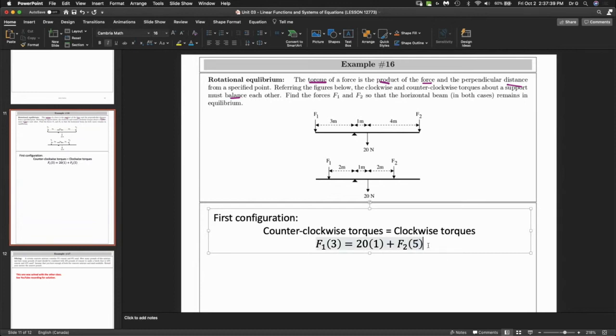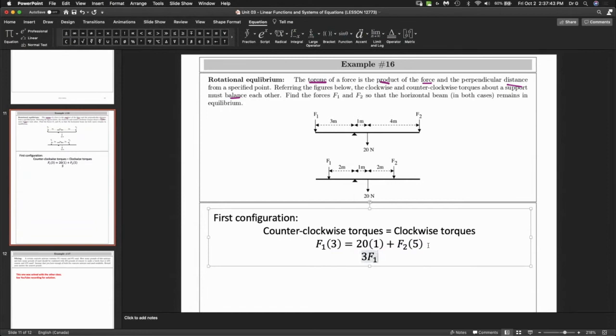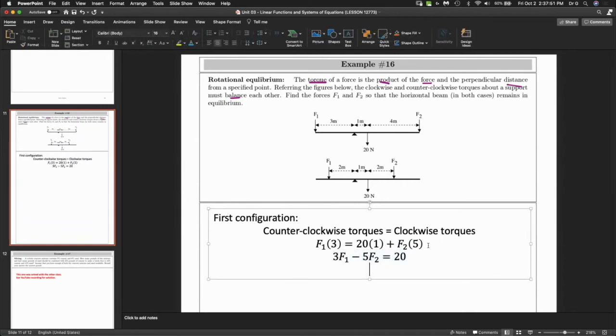So let's organize this. Let's make it look a little bit prettier. So I'll say 3F1 minus 5F2 equals 20. Congratulations. That is your first equation.